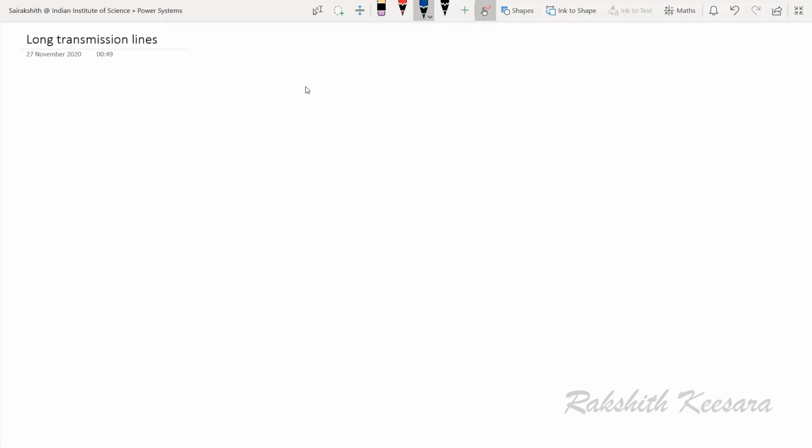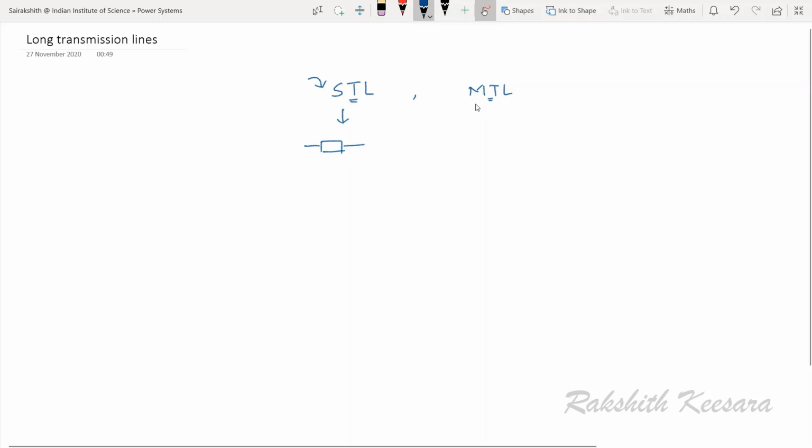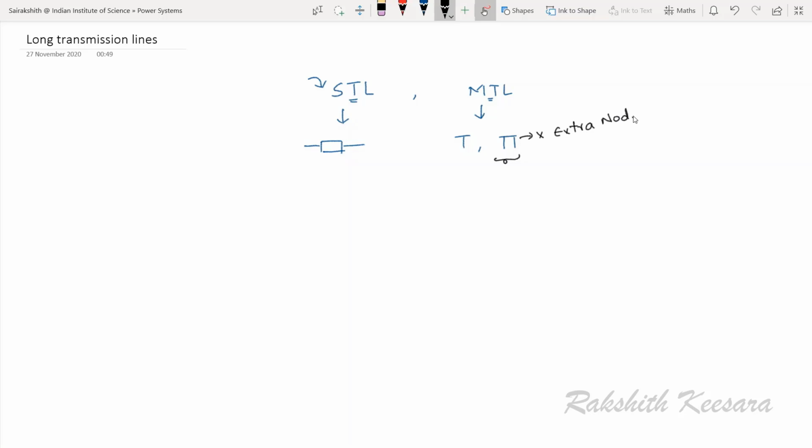Hey guys, till now we studied about short transmission line and medium transmission line. We model the short transmission line by using a series impedance, and we model the medium transmission line by using a T circuit or a pi circuit. Generally we will be using the pi circuit. Why? Because this will not add an extra node. So what is the importance of this? You will appreciate this property while you are doing load flow analysis.